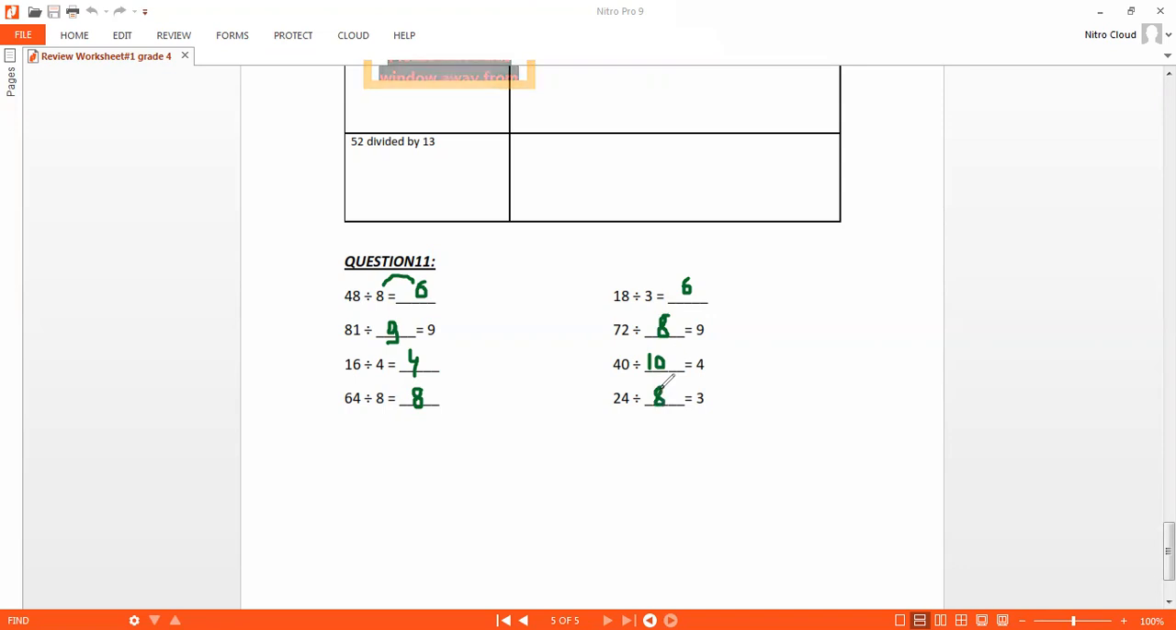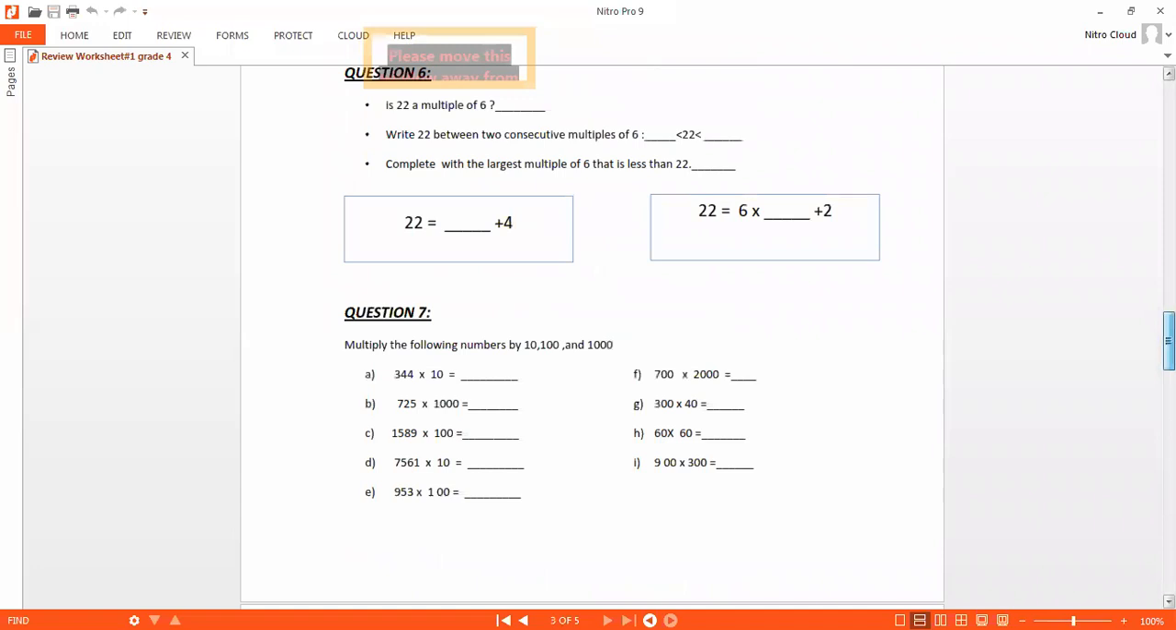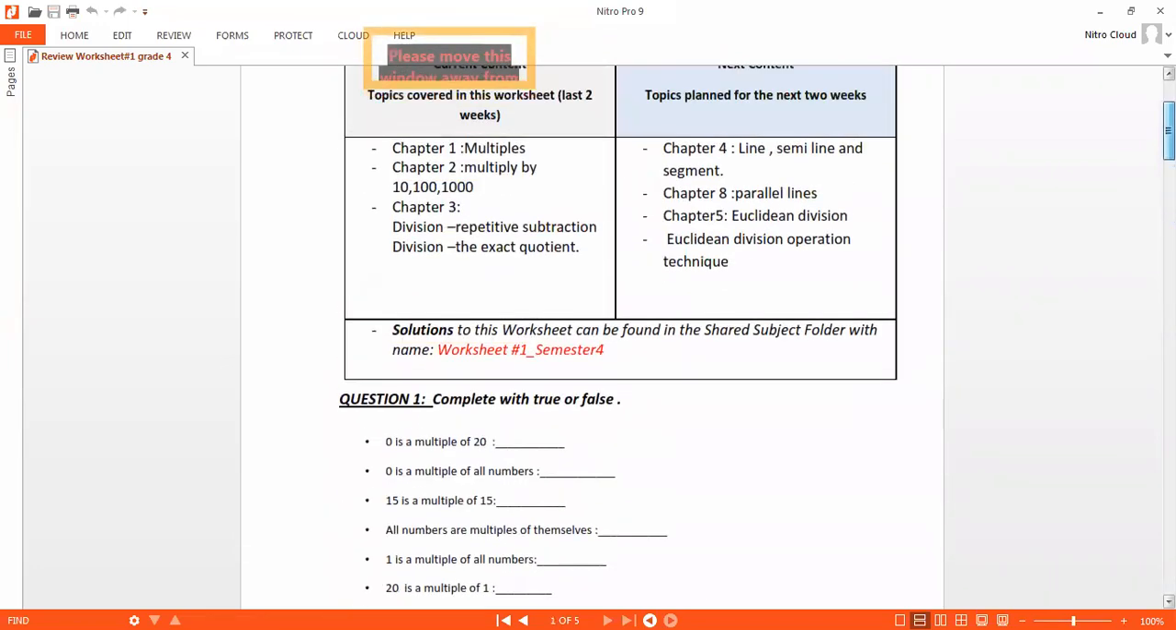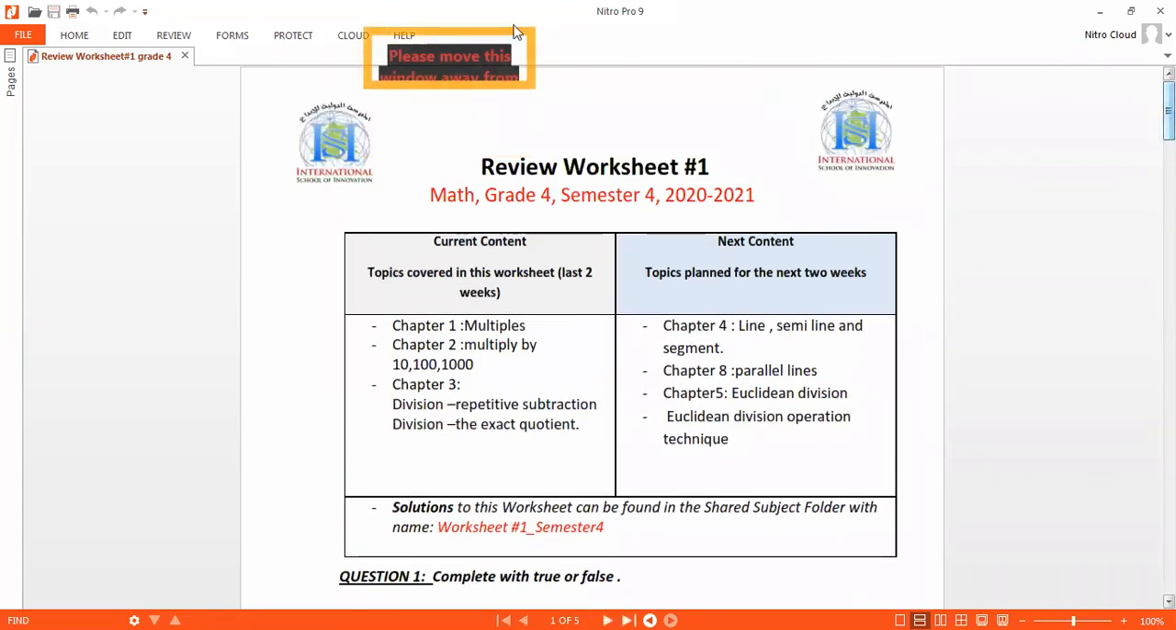So that was everything required for semester 1. So that's the worksheet. If you still have any question, you know that we can discuss this in class, okay? So good luck.